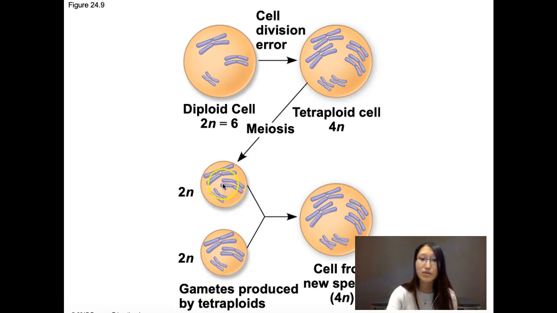But if you have 2 of the 2n gametes coming together to make a new species, this new species is going to have 4n, and now you have a different number of chromosomes compared to the original amount it's supposed to have. And this new species, you know, could continue on and stay as a new species.